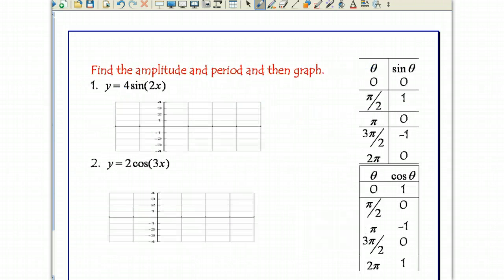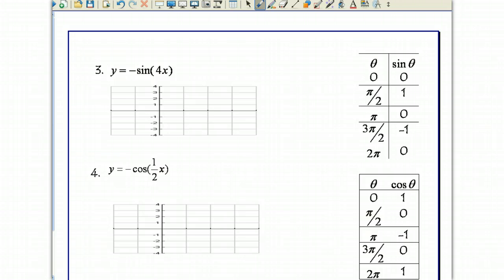And then we did a couple where we combined amplitude and period. This first one we'd already done, and the second one we'll have done today in class. So I want to just quickly show you the last two here. We've got the negative sine of 4x and the negative cosine 1/2 x. So kind of hitting the negatives hard here. But let's start with this first one. We know the number on the inside affects the period, and the number on the outside affects the amplitude.